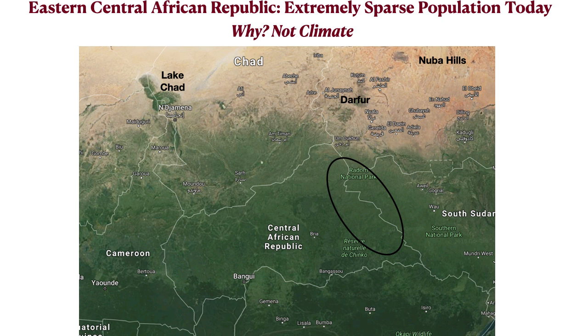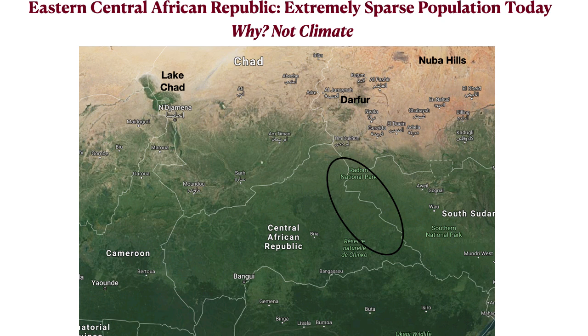But yet this area, particularly the zone I've put an oval around, which is both in Central African Republic and on into parts of South Sudan, and a bit of Sudan as well, today has a very sparse population. It's almost uninhabited. Parts of it essentially are uninhabited. And that's an interesting question. Why? Why do so few people live here?